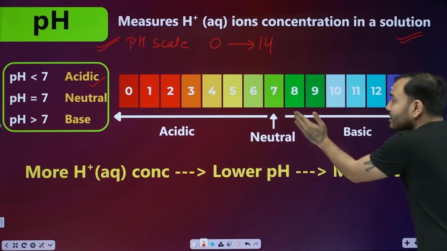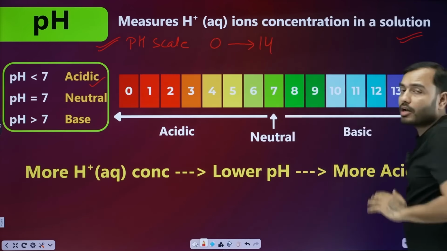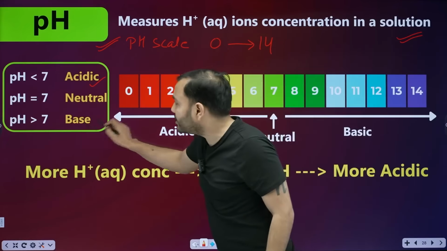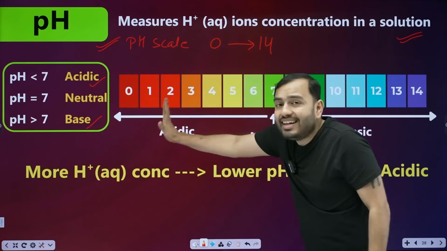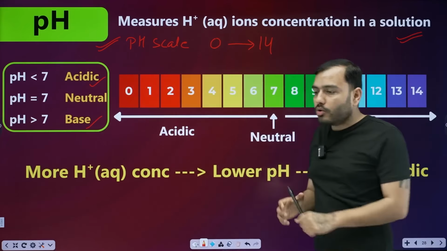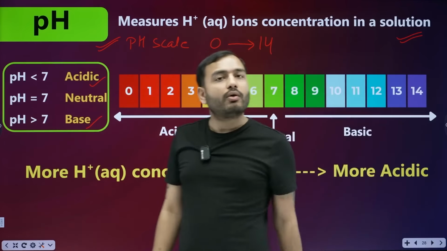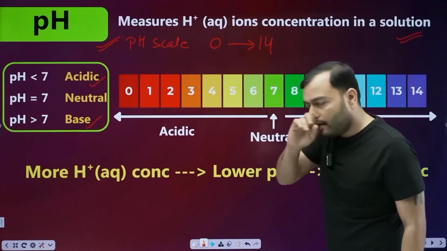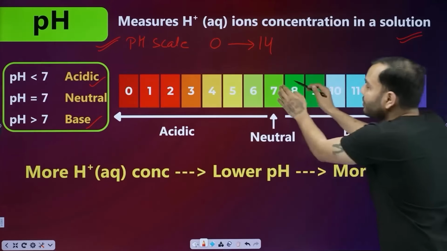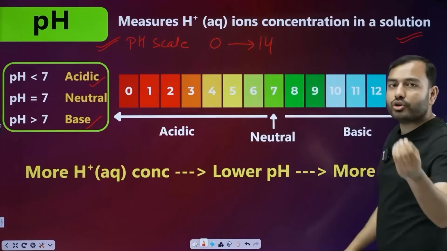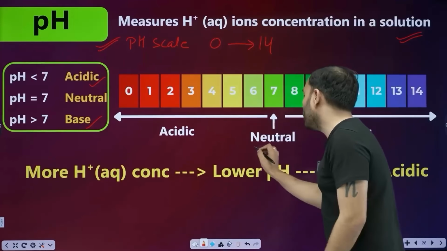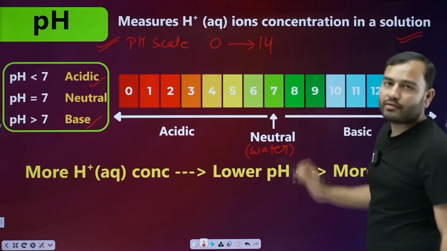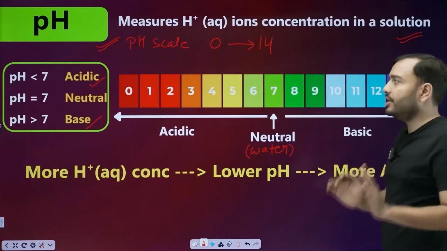If the pH value of something is greater than 7, like 8, 9, 10, 11, 12, 13, 14, then what is this? It's a base. pH greater than 7, base. pH less than 7, acid. If pH is 7, then it's neutral. That's like pure water. What is the pH of pure water? 7, neutral, neither acid nor base.